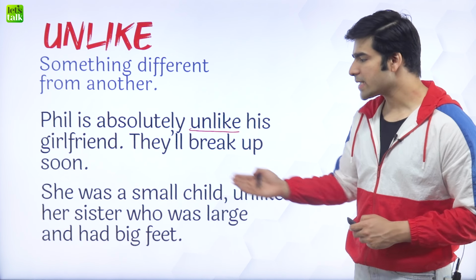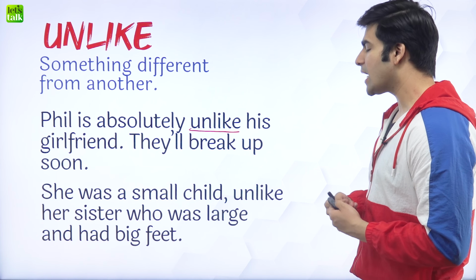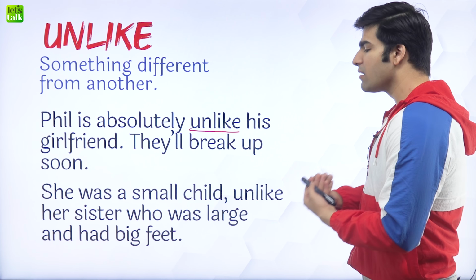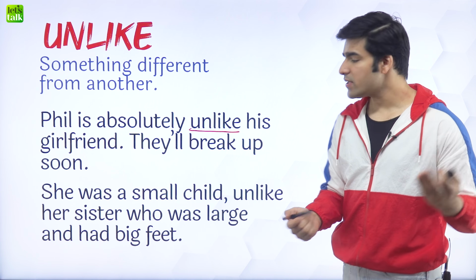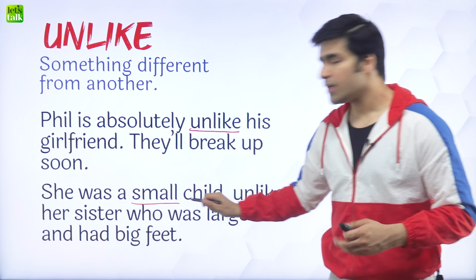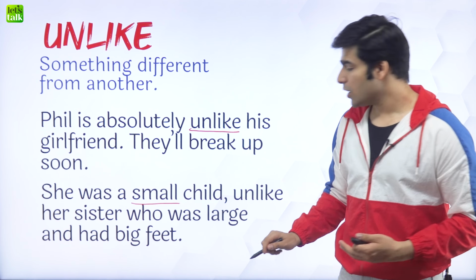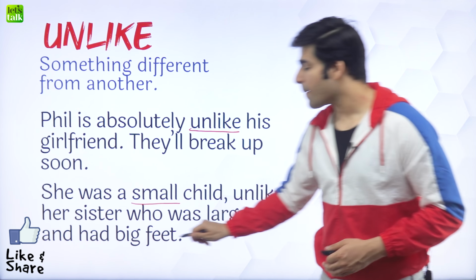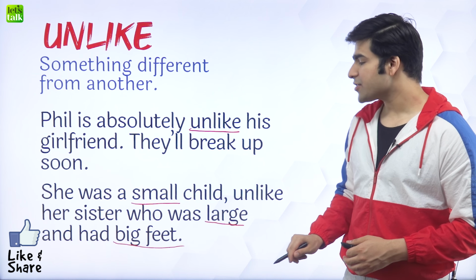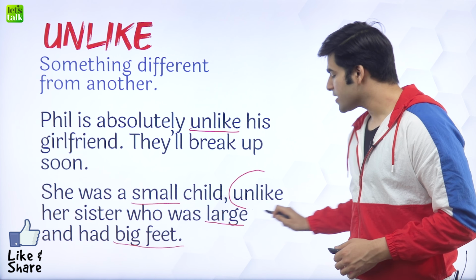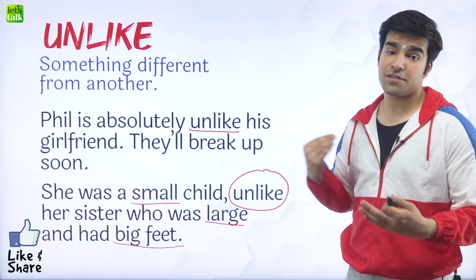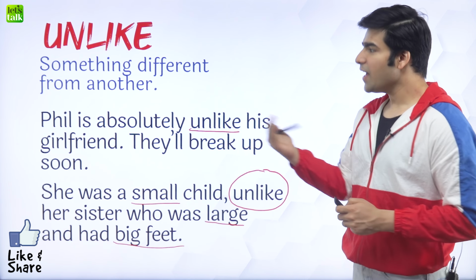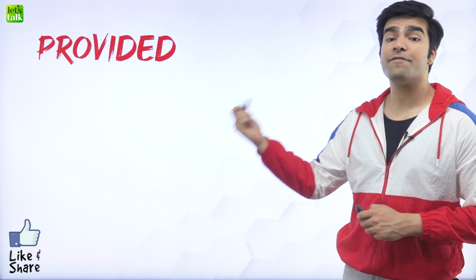The next example is, she was a small child, unlike her sister, who was large and had big feet. So we are comparing 2 sisters here. One sister looked quite small, and the other sister looked quite large with big feet. And the word that you're using to understand the difference between them is unlike, how they are different from each other. The next word is provided.